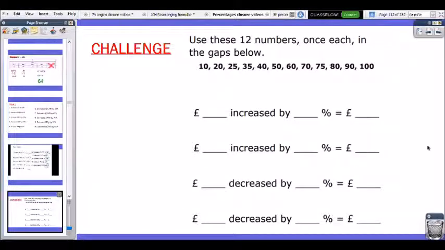And if you have enough time and if you are feeling confident with these skills, you are more than welcome to try this optional challenge task. So that's where you need to put these numbers in the gaps, so you can't repeat any of the numbers, use each number exactly once, and you need to make this number sentence true.